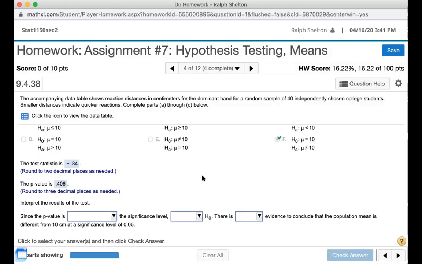All right, interpret results. The p-value is greater than our alpha. We were testing at the 0.05 significance level, okay? So this p is greater than 0.05. So since the p-value is greater than alpha, we do not reject. I mean, a p-value is the probability that you'll get a sample that's as far away from the mean as what your sample is, or even farther from the mean than that, okay? That's what the p-value means.